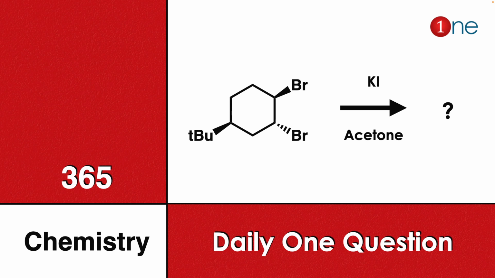Here cyclohexane is there. You have tert-butyl and 2 bromines. One bromine is syn to butyl, another bromine is trans to butyl. You are reacting with potassium iodide and acetone. You have to find the final product.